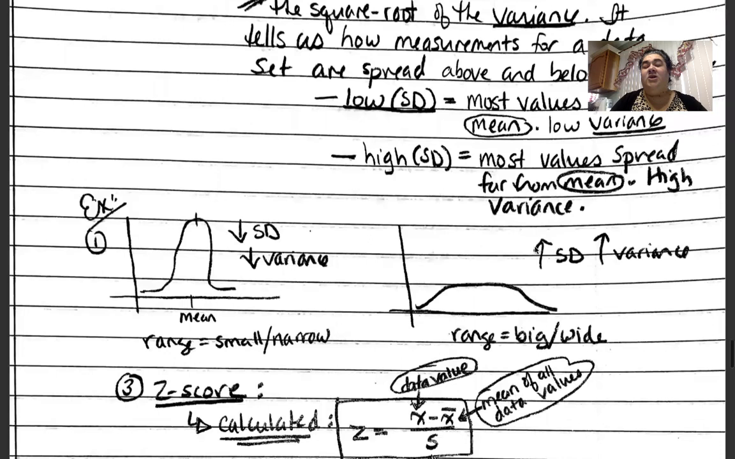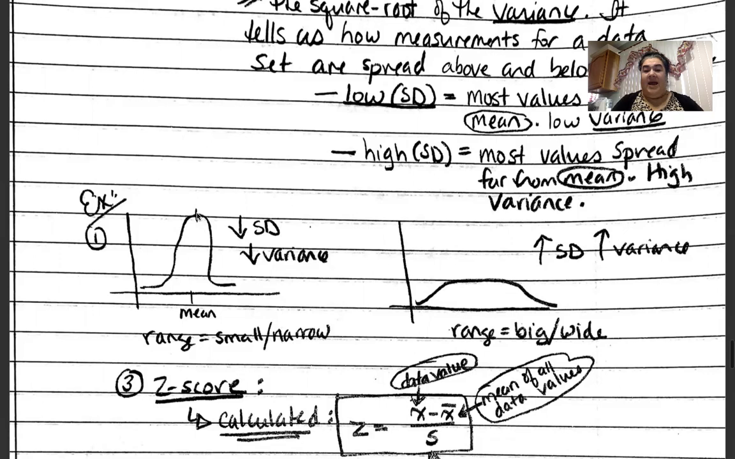If we were to graph a data set, okay, and right here in the middle is central tendency, this is our mean. If we have a low standard deviation and a low variance, we're gonna have a very tall peak around this mean, and we're not gonna have a lot of data points out on the sides because we have low variance. We have a low standard deviation. That means our range is small and narrow, and our graph would look like a very tall, narrow peak.